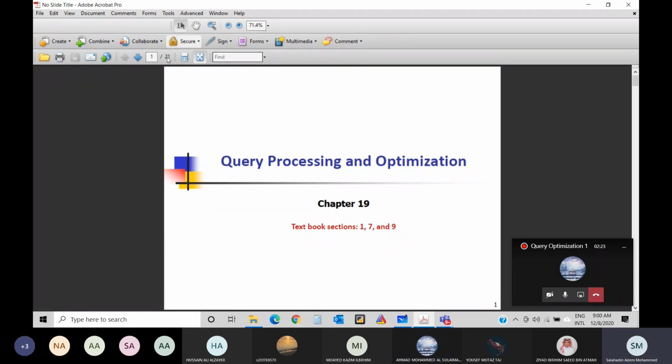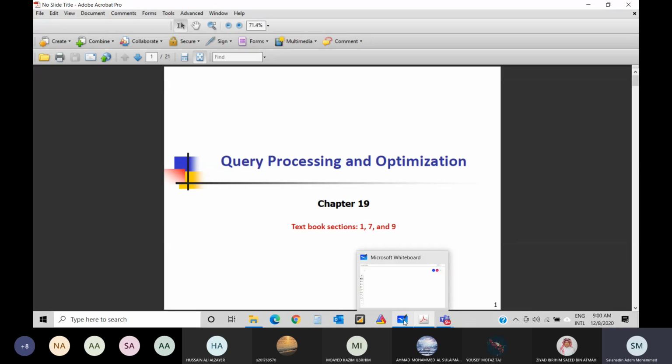Okay. Query processing and optimization. So this is our last chapter, inshallah. It will take us maybe today and the next class, and we are done with the course, inshallah. Now, what is query processing optimization? So let me talk about that a little bit. What it means is the following.